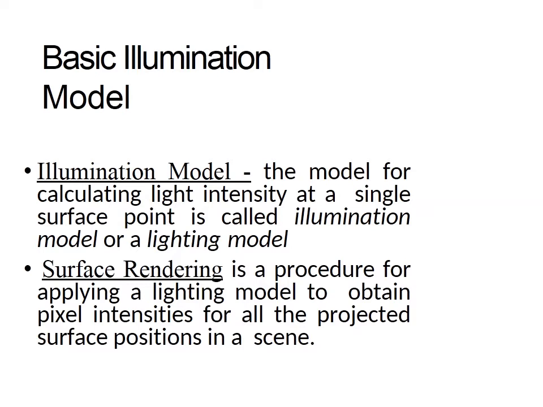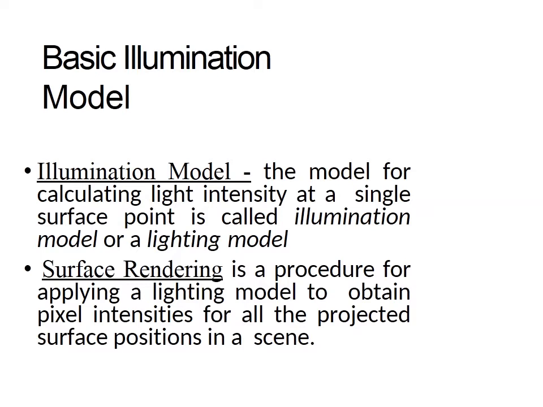In the basic illumination model, the model for calculating light intensity at a single surface point is called an illumination model or a lighting model. Surface rendering is a procedure for applying a lighting model to obtain pixel intensity for all the projected surface positions in a scene. A surface that is not exposed to direct light may still be lit up by reflections from other nearby objects. This is called ambient light.